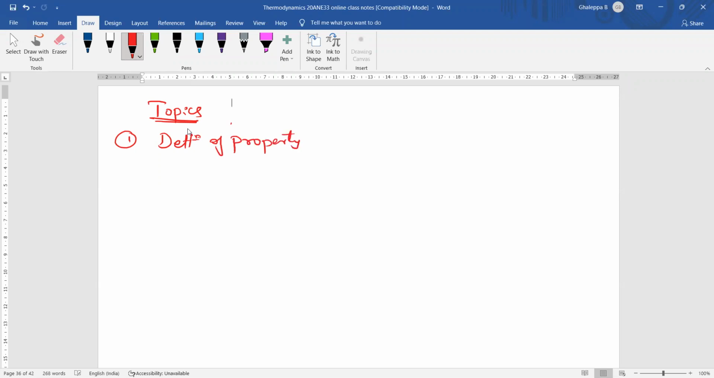In thermodynamics, we will also call it thermodynamic property. Second one, examples of property. You might have studied in some other subjects also. Here in thermodynamics, how many properties are there, which are those, all those we'll discuss in examples.